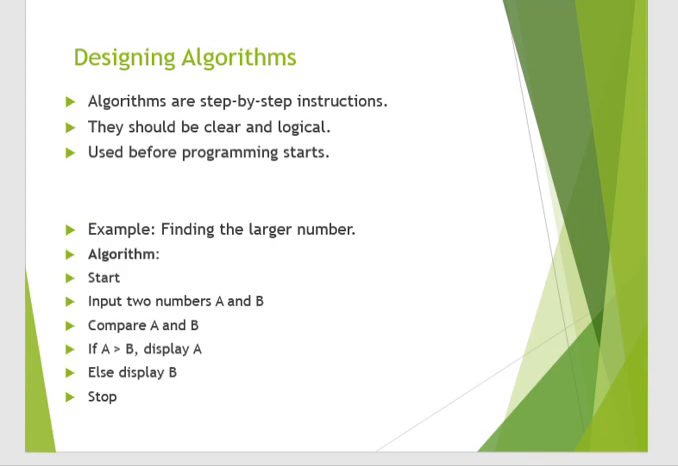Now when we talk about the example which is given here, finding the largest number. So the algorithm is, first of all we have to start, input two numbers A and B. Then after that we have to compare A and B. If A is greater than B, display A. Else means we are not taking in this case when the value of A and B both are equal. We can go with that, but that will be a nested if. So else display B and stop.